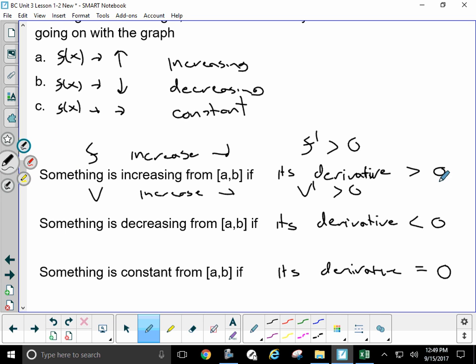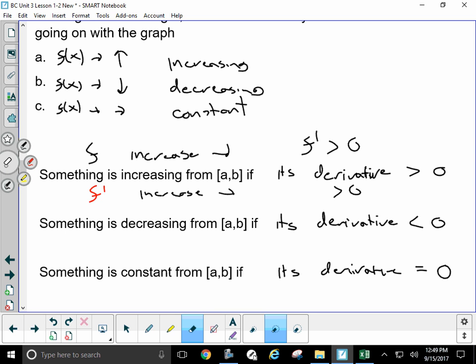What if I have f prime? When will f prime increase? Discuss with your neighbors. See if you guys can come up with the answers. F prime will increase when? It's a simple answer. I just gave you a couple of examples.